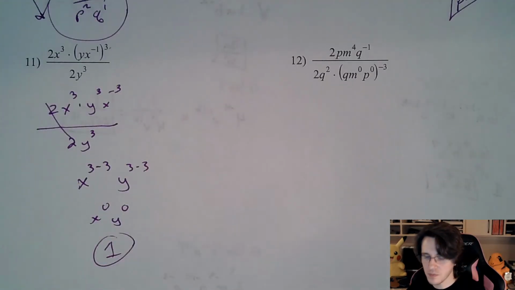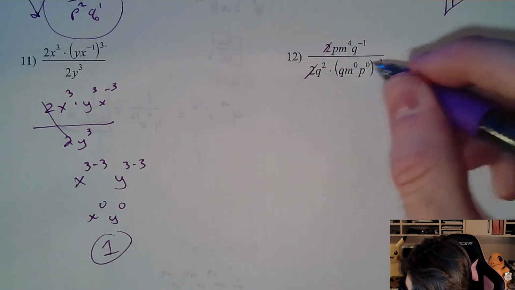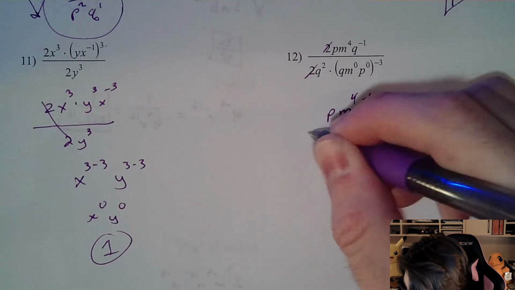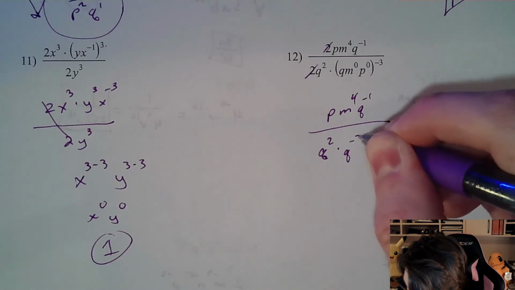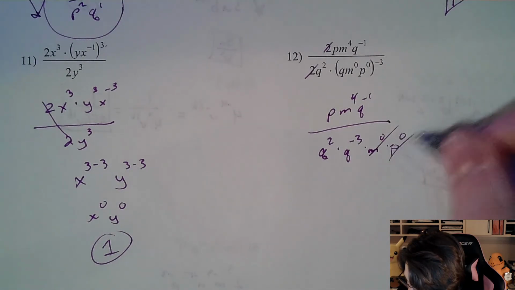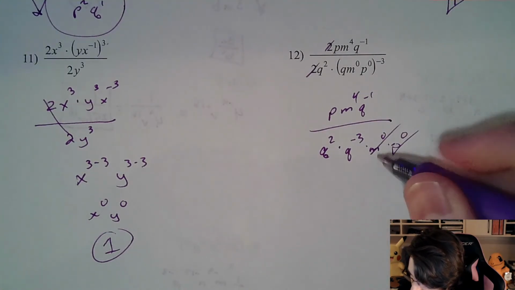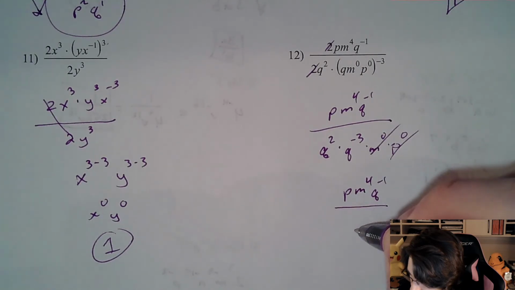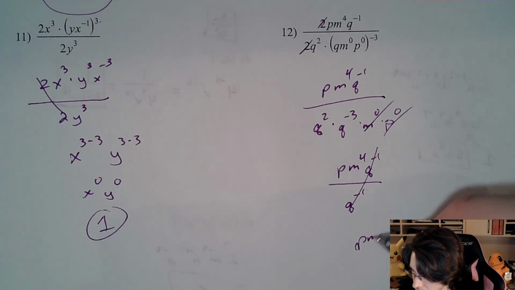Nice, everything canceled out. Here, the 2's cancel again. And then we have, let's just simplify that bottom here. So we're just going to copy the top. Simplifying the bottom, we get q squared times q to the negative 3 times m to the 0 times p to the 0. These guys are both 1, so we can kind of just cancel them out. And then we can add the exponents on the bottom. And if you look at that, q to the negative 1's cancel, and we get p m to the 4th.